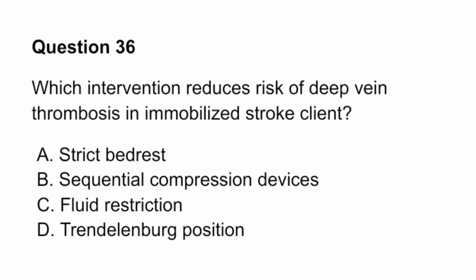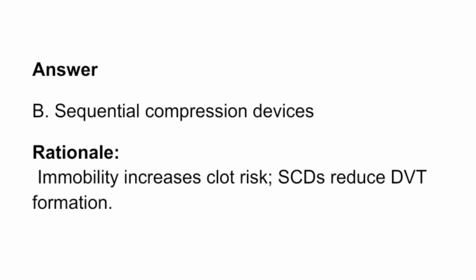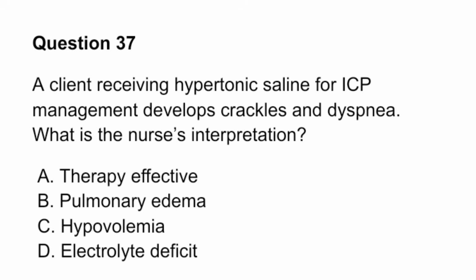Question 36. Which intervention reduces risk of deep vein thrombosis in immobilized stroke client? A. Strict bed rest. B. Sequential compression devices. C. Fluid restriction. D. Trendelenburg position. Answer: B. Sequential compression devices. Rationale: immobility increases clot risk. SCDs reduce DVT formation.